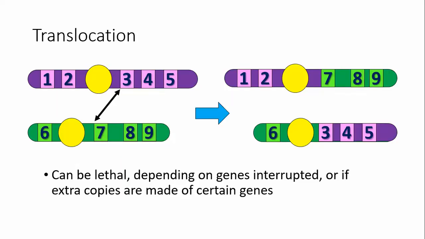And a translocation is basically where you have 2 chromosomes swap parts. So here we see our purple chromosome and our green chromosome have switched some parts. They are not homologous though, so they're not exchanging the exact same regions, which is why depending on where this translocation happens, it could, if it interrupts a crucial gene, be lethal or extremely harmful.